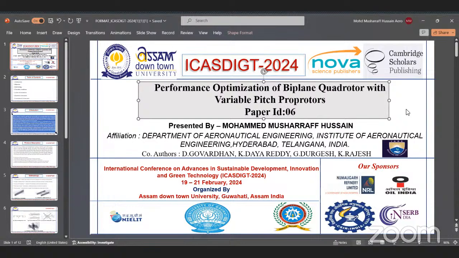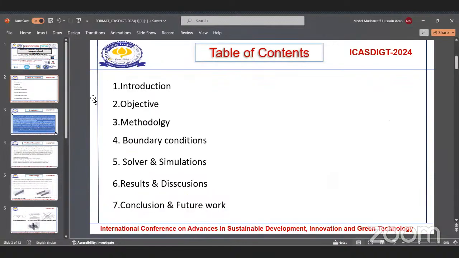The topic of my research paper is performance optimization of a biplane quadrotor with variable pitch propellers. Today I'm going to discuss the introduction, objectives, methodology, what boundary conditions I have used, and what solver and simulations I have used to analyze my problem statement. Further we will discuss the results and discussion, and the conclusion and future work.